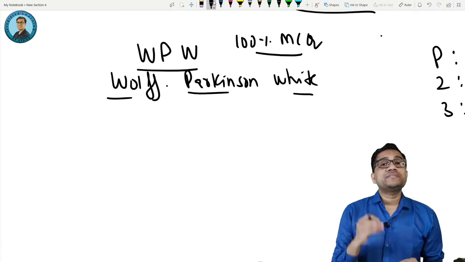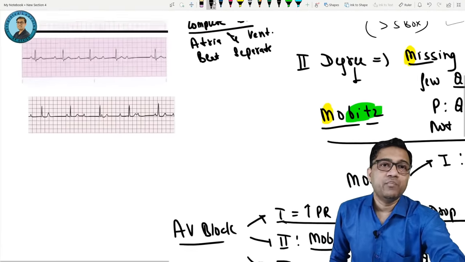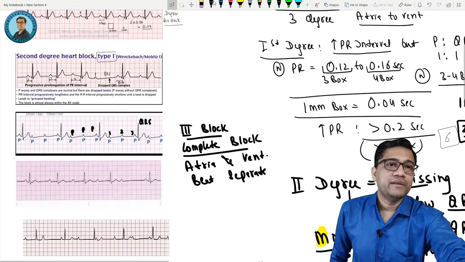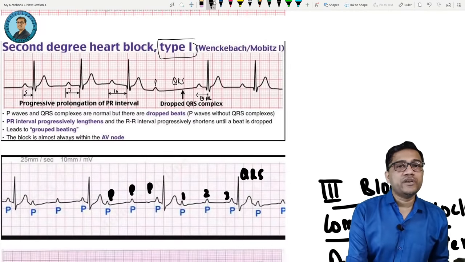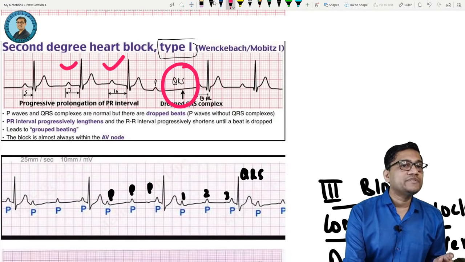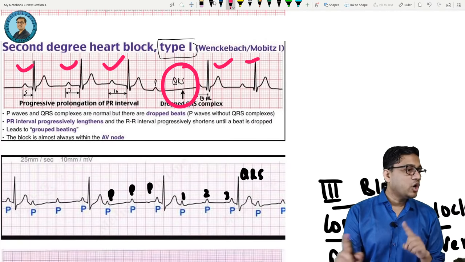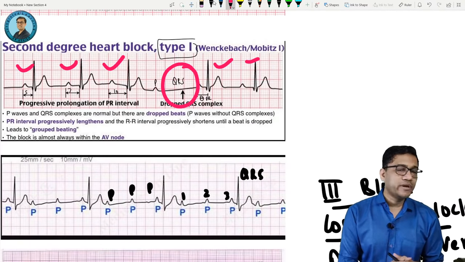In Mobitz 1, some of the QRS are missing, not all, some. See, understand? In Mobitz 1, see this, okay? Some of this QRS is missing. Can you see this? This QRS is missing. Others are present. Can you see them? Okay? So some are missing, not all.